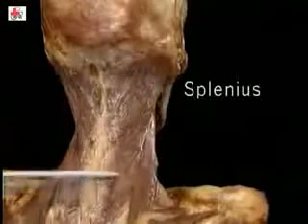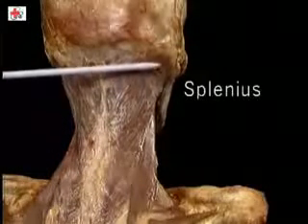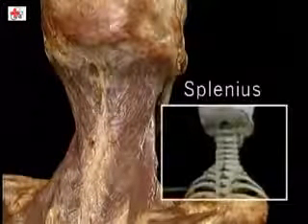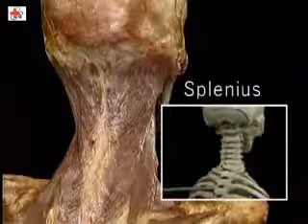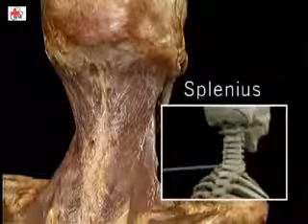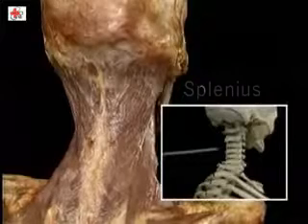Next we'll add splenius to the picture. Here's splenius. It's a broad strap of muscle which arises from the spinous processes of T3 to C7 and from the lower half of the nuchal ligament.